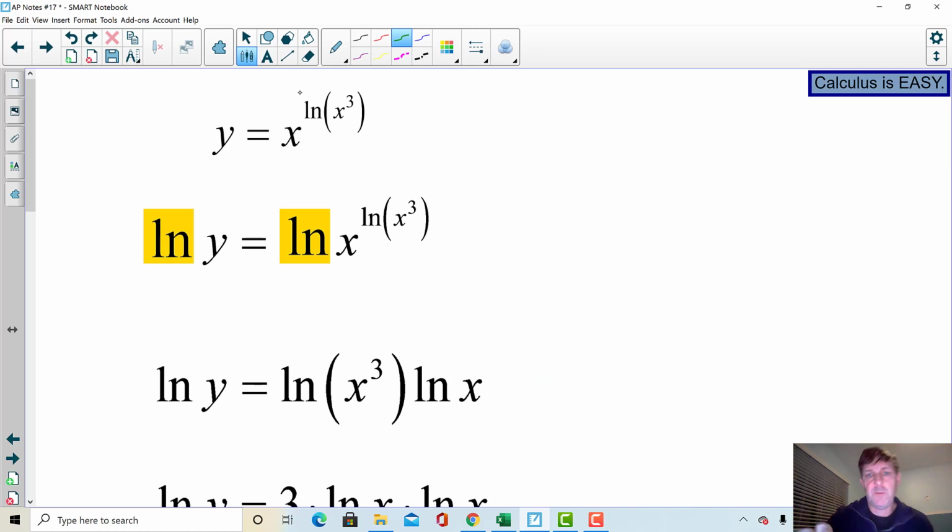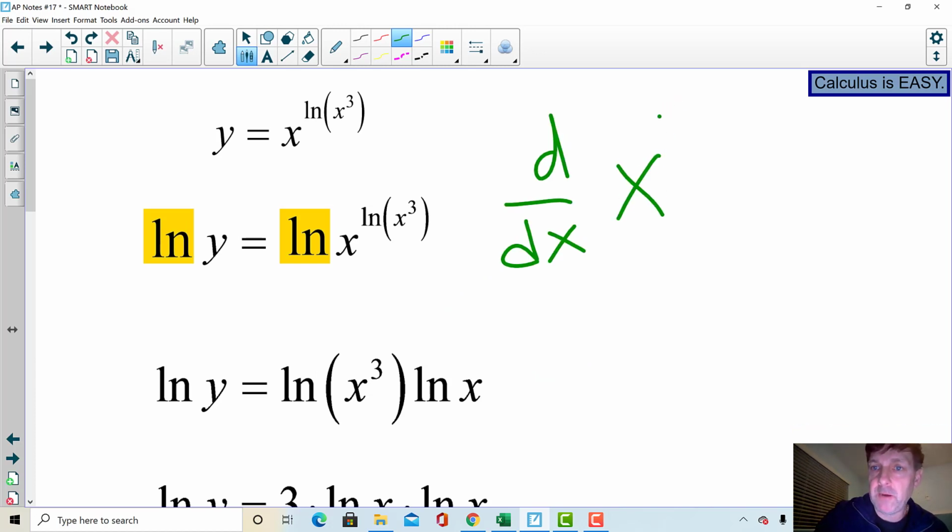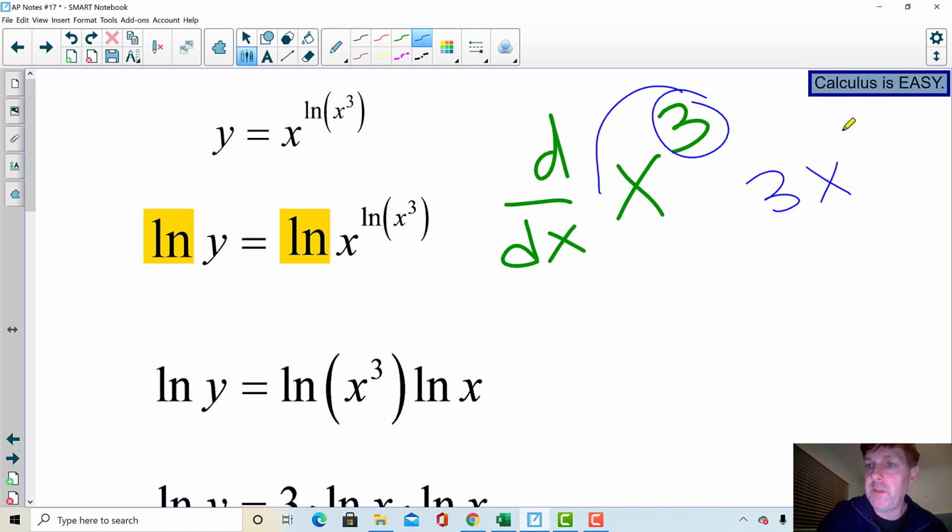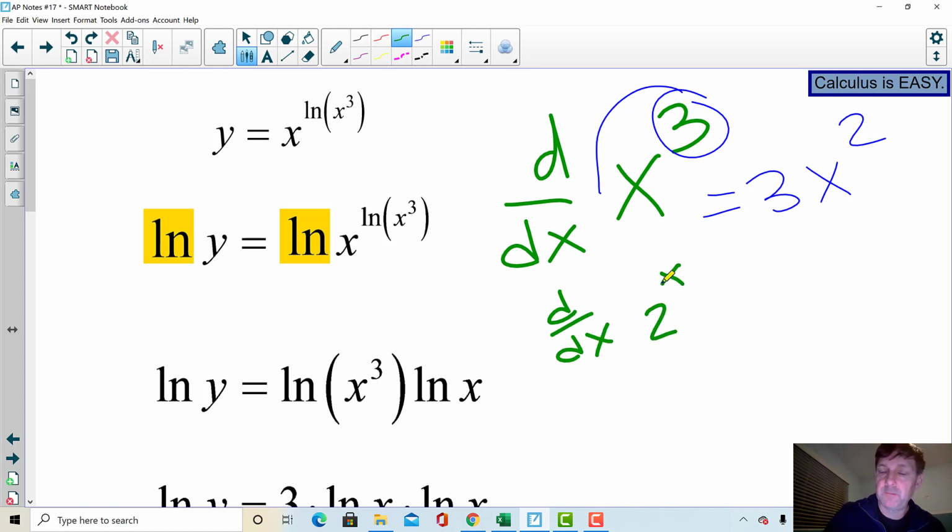Okay, this is our last example. Now we have a rule for the derivative of x to a power. The power would come down, and the new power would be 1 less. We also have a rule for the derivative of a number to the power of x. That would just be 2 to the x, ln of 2.